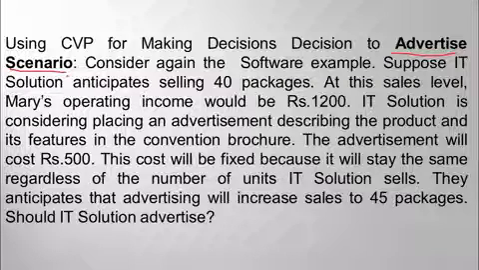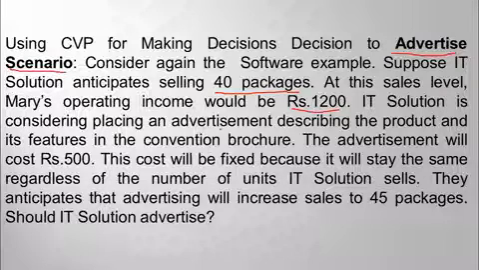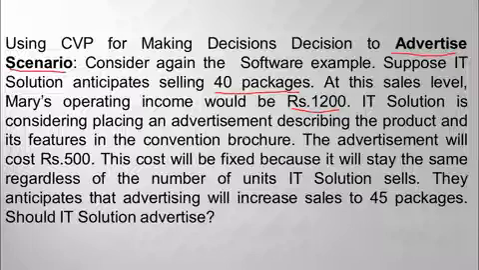So here, considering again the same software example, suppose this company wants to anticipate selling 40 packages. It means they have to sell 40 packages, and at this sales level the company has an operating income of rupees 1200, and the company is considering placing an advertisement describing the product and its features in the convention brochure. The advertisement will cost rupees 500. This cost will be fixed because it will stay the same regardless of the number of units IT Solution sells. They anticipate that advertising will increase sales to 45 packages.